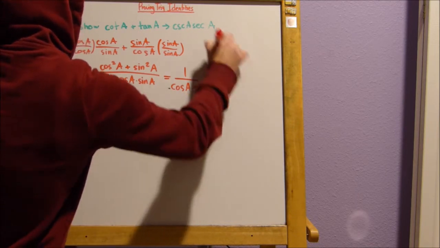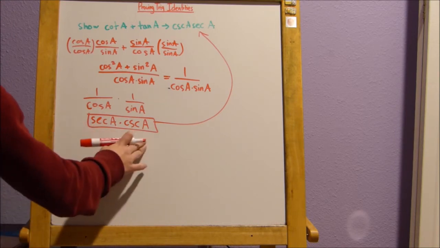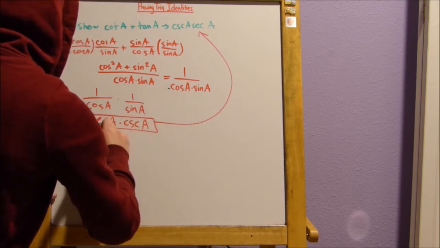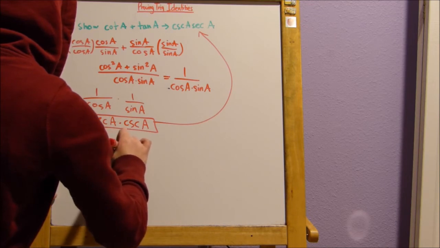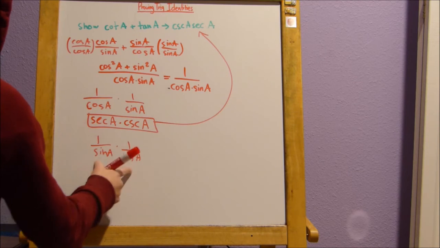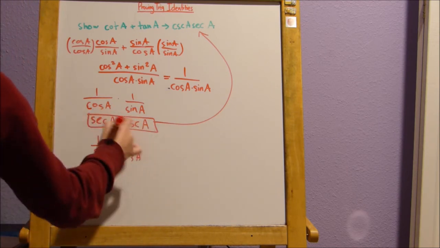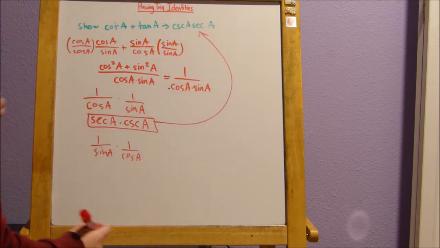So here, you get this. It's just in different orders. It shouldn't matter if it's in different orders. I could have rewritten this as 1 over sine of A times 1 over cosine A, and then I would get cosecant A times secant A. The order doesn't matter. It's just important that you got the same thing. And we did. So, yay.